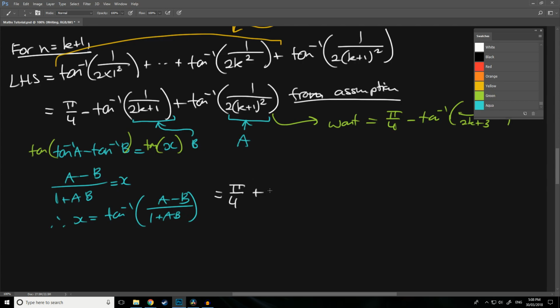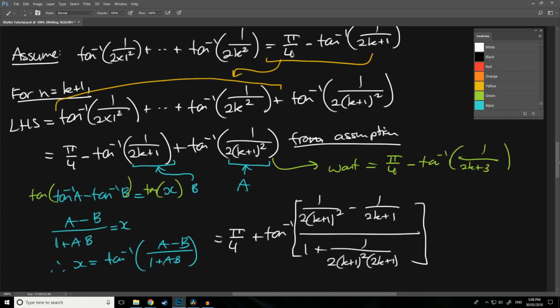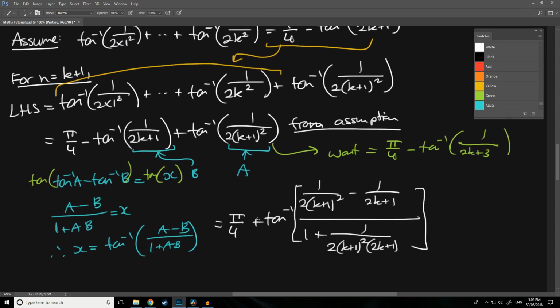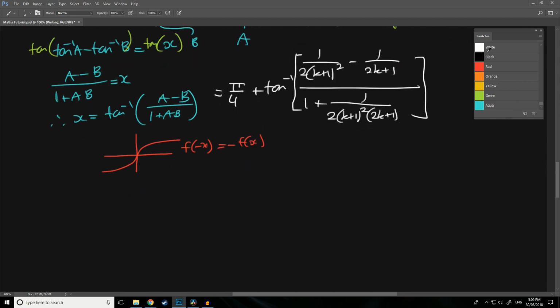So we'll just plop that in our identity. So that's pi on 4 plus inverse tan, I'll do big square brackets, 1 on 2k plus 1 squared minus 1 on 2k plus 1 over 1 plus 1 on 2k plus 1 squared times 2k plus 1. Now, remember, we want to show that it's pi on 4 minus this. So we want this plus sign to be a minus sign. And we can do that by using the fact that inverse tan is an odd function. So it's got that nice symmetry, which means that f of minus x equals minus f of x, because that's a property of odd functions, and inverse tan is an odd function.